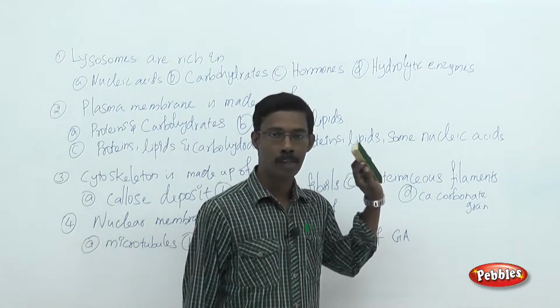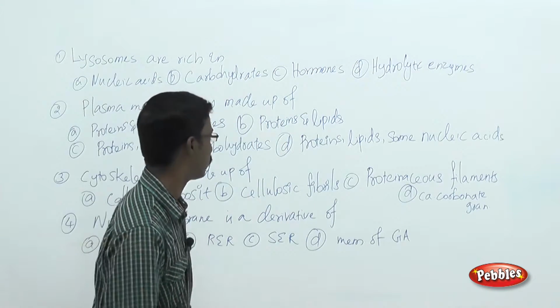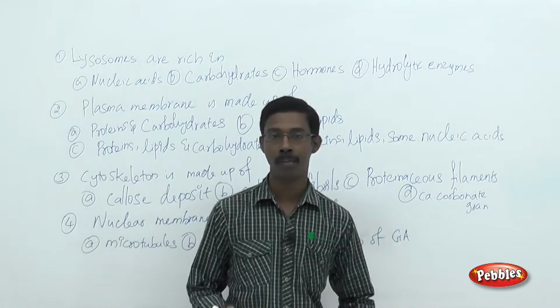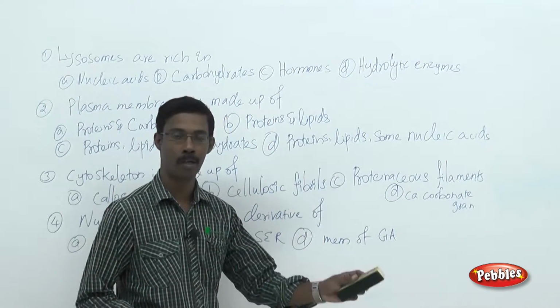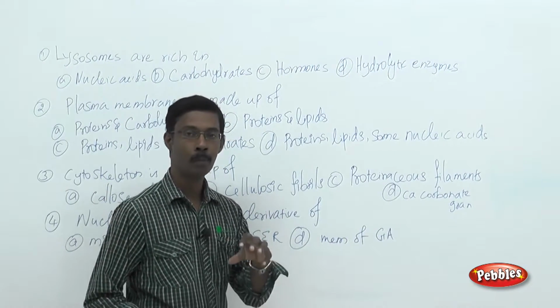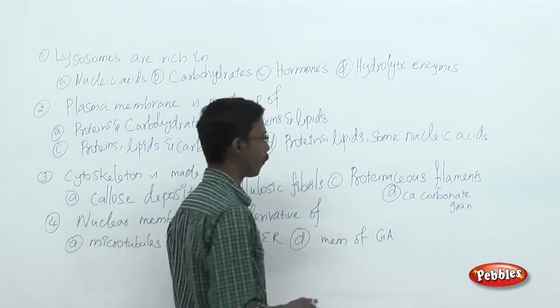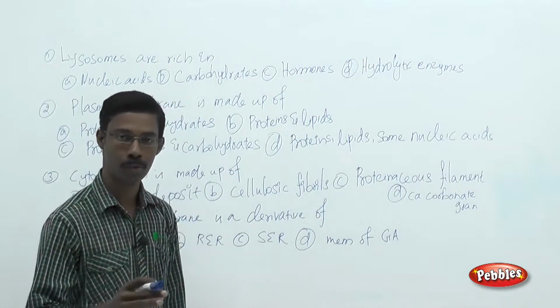So the next major type of question you can expect from this unit is the composition-based questions. We have seen so many different structures and organelles present in both prokaryotic and eukaryotic cells, and you can expect many questions on the composition of these structures. For example, the nucleus may contain a particular composition of molecules.